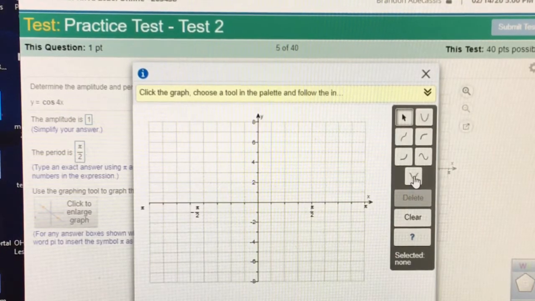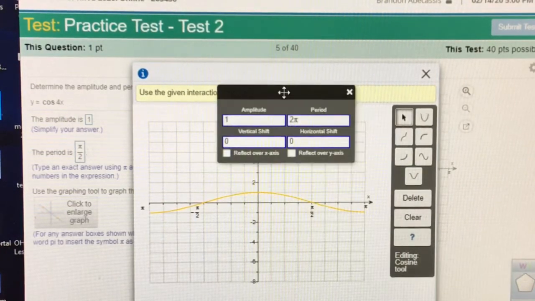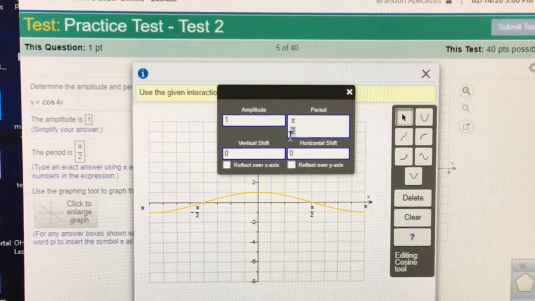It kind of looks like the parabola, but it is not. Click anywhere on the graph. The amplitude was 1, that stays, and the period was changed to pi over 2. You have to physically type in the letters pi, and then divide it by 2. No horizontal shift, no vertical shift. So that's it. That's all it has.